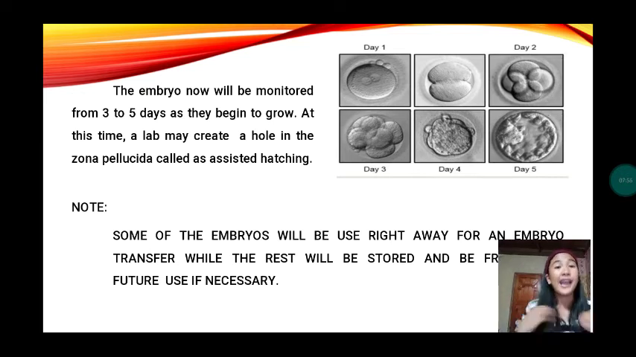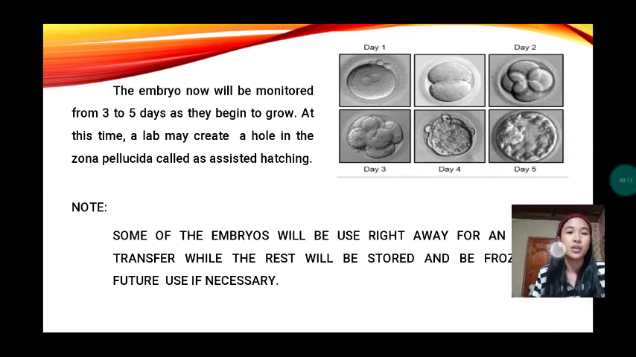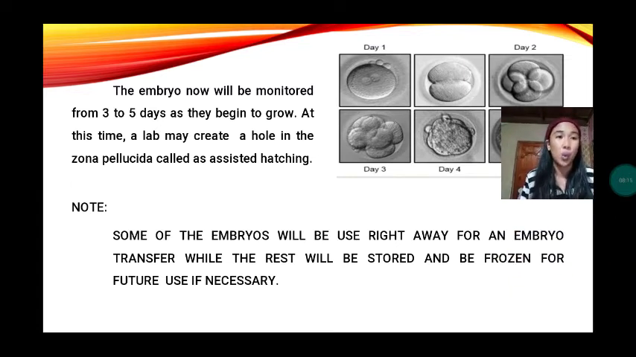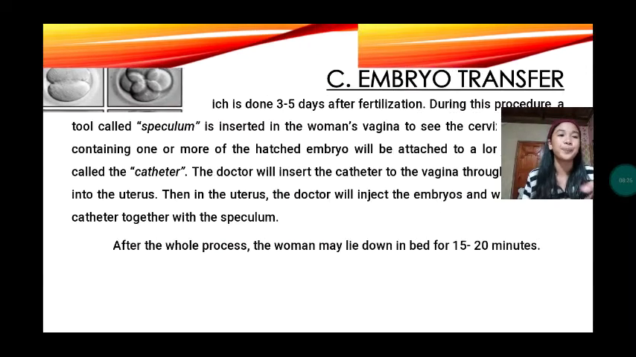The embryo will be monitored for 3 to 5 days as it begins to grow. At this time, a lab may create a hole in the zona pellucida, called assisted hatching. Take note, some of the embryos will be used right away for an embryo transfer, while the rest will be stored and frozen for future use if necessary.